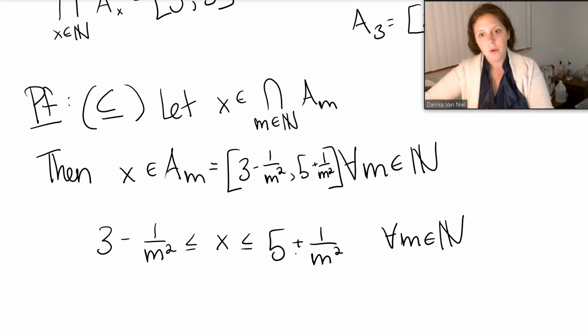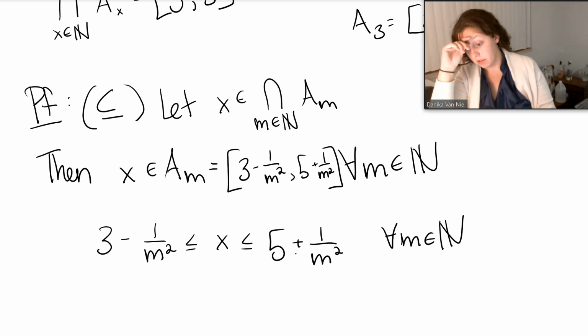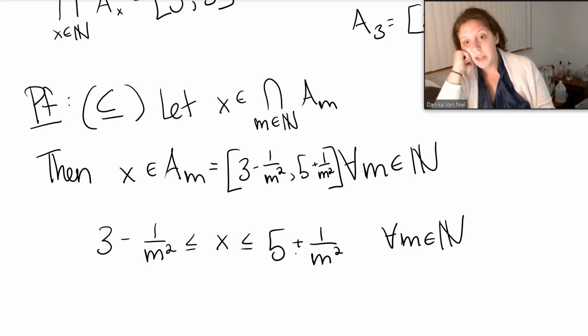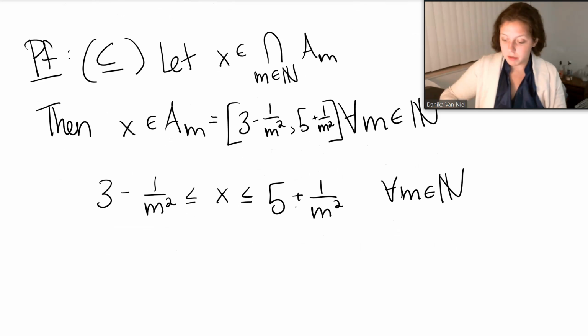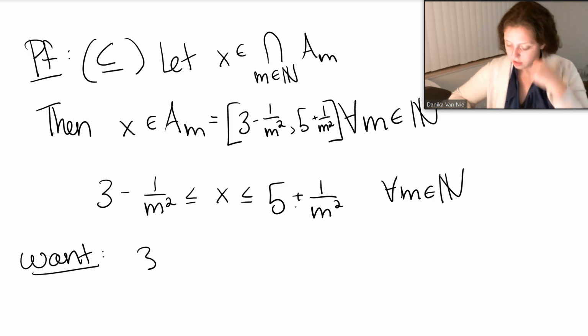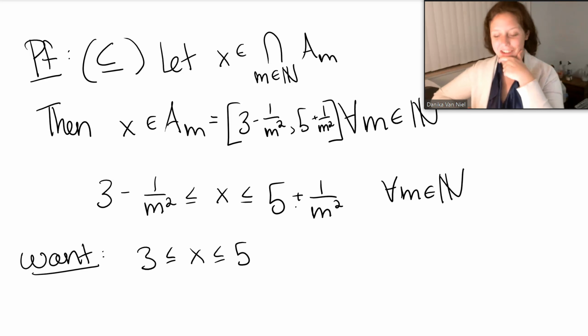Okay, so what the heck do we want? Well, we would like to say that somehow now X is actually in between 3 and 5. That it can't be smaller than 3 and it can't be bigger than 5. So how are we going to do that? Well, here, let me write what I want. So I want X to be greater than or equal to 3 and less than or equal to 5. Okay, so I want that.